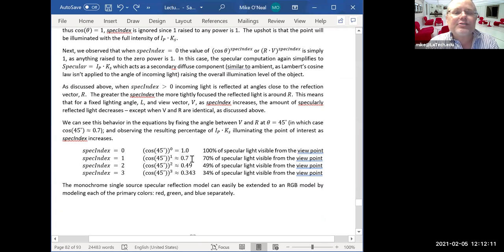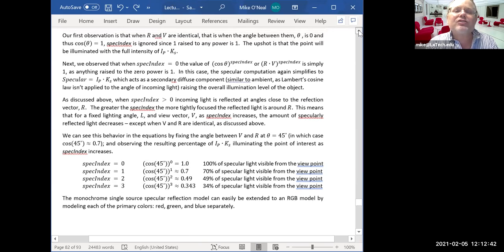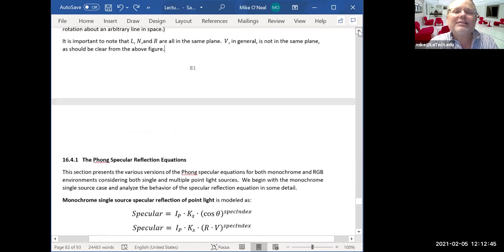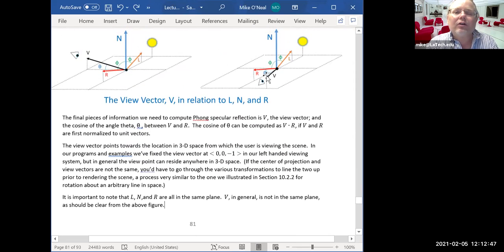When the spec index is 1, you'll see 70%. When the spec index is 2, it's 0.7 squared, which is 49%. When spec index is 3, you're cubing that 0.7, so you're getting 0.343. The amount of light hitting my eye is going down as the specular index increases, because my eyeball was not looking directly at the reflection direction. I was somewhat off the reflection vector, in a state like I show here.